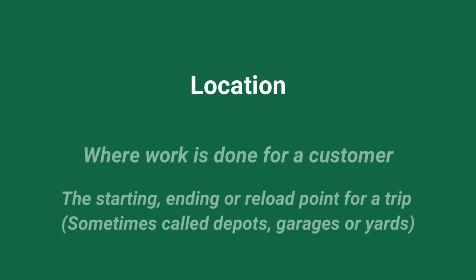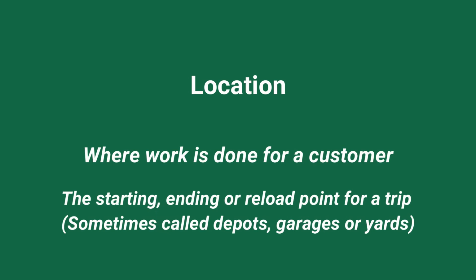Before we start, let's go over the terminology used in strategic movements. A location is a place with an address. There are two types of locations. First, places where work is done for customers. And second, places where trips start and end or a vehicle may be refilled. These are sometimes called depots, garages, or yards, but we always call them terminals.